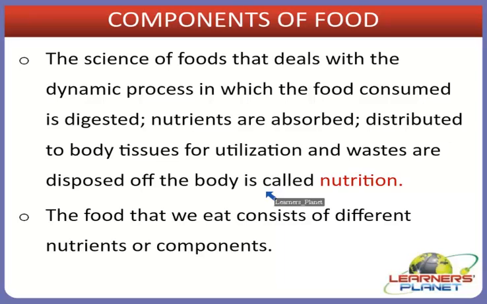Right? So this nutrition process is a dynamic process in which the food is first consumed, then digested, the nutrients are absorbed from the digested food, then they are distributed, and finally the wastes are disposed of. And the rest of the nutrients which are required by our body are used in the form of energy. Right? So we can say that the food that we eat daily consists of different nutrients or components, right? So let's have a look at some of the components of food which are very essential.